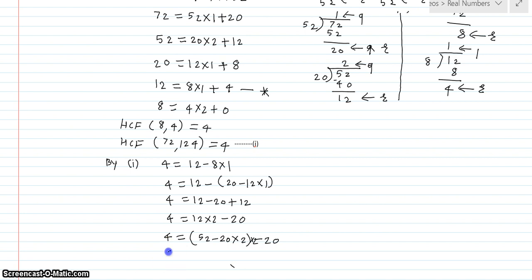Okay. So if we simplify this, this can be written as 52 into 2 by multiplying by this 2 to this, minus 20 into 2 into 2, 4 minus 20. So we can write 2 into 4, and this is 1. So we can write like this: 4 is equal to 52 into 2 minus 20 into what? 5. Okay.